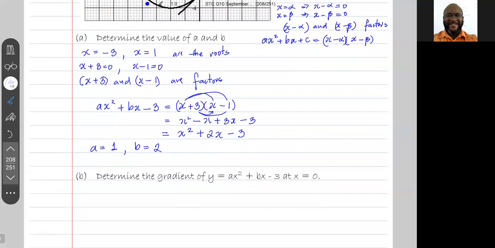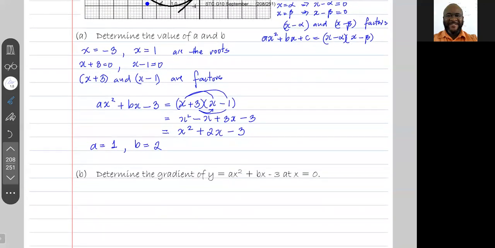Now, the next thing we're asked to do is to determine the gradient of the curve y is equal to x squared plus bx minus 3 at x is equal to 2. Remember, the actual curve is x squared plus 2x minus 3, and that is why a is 1 and b is 2. So we're asked to determine the gradient of the curve at x is equal to 0.